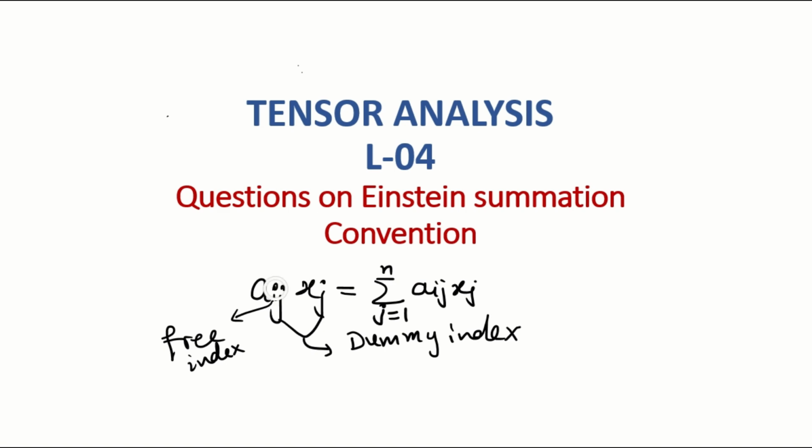And the free index i is fixed. i can take any value from 1 to n. i could be 1, 2 or n, but just one value. So it is fixed, but j will take all the values from 1 to n. i has n choices, but it will take only one value at a time. So this is the Einstein summation convention.